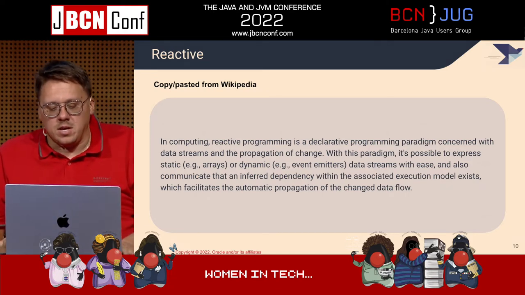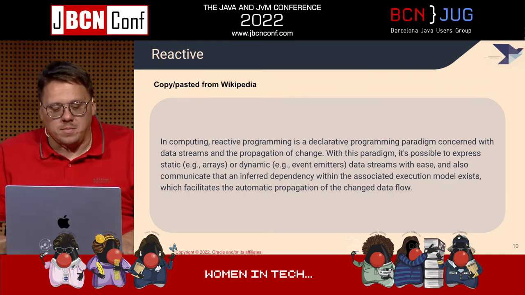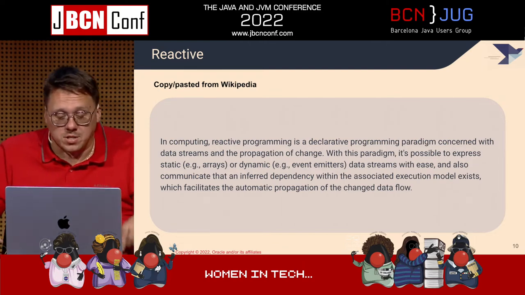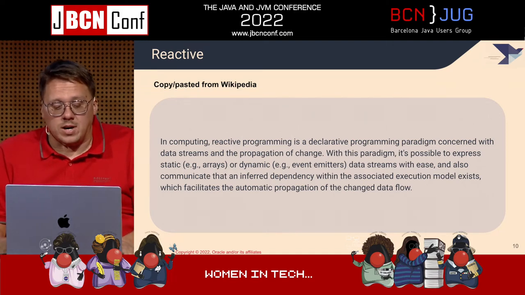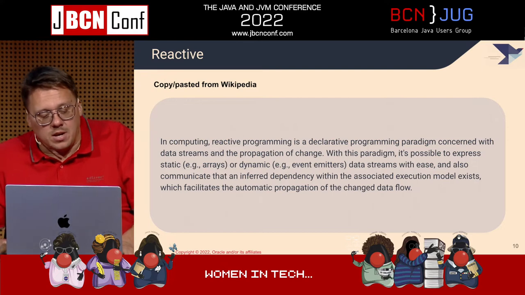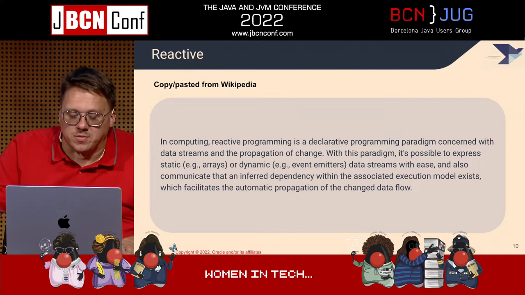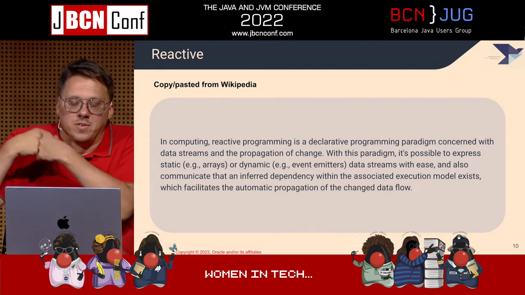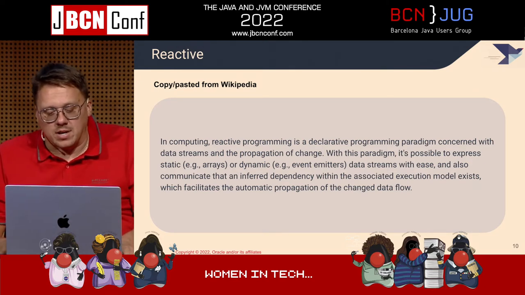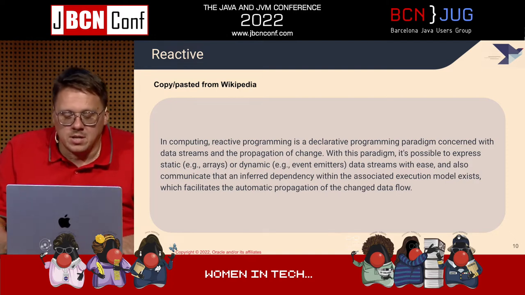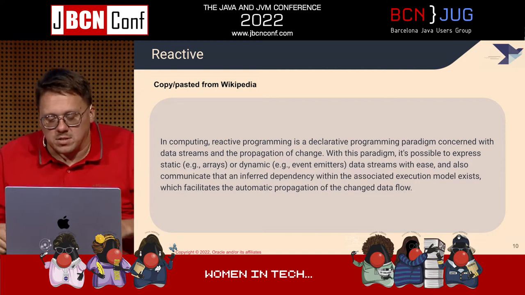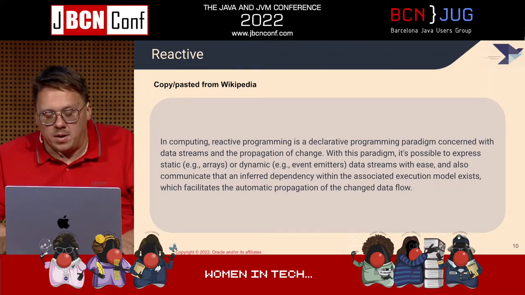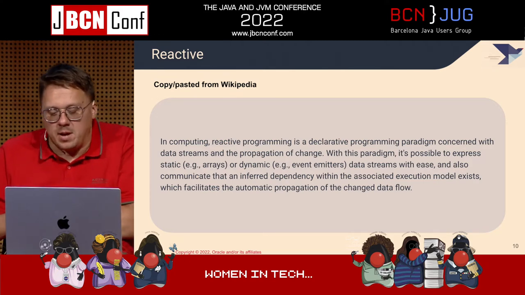To continue the evolution of the way we think and the way we do our job effectively, reactive programming was born. I just copy-pasted this from Wikipedia. It's considered a reactive paradigm with propagation of streams and propagation of changes. That means we start thinking of data as a data stream, like a stream of events, where something is changing, something is happening. We started thinking not in static ways like arrays, but in events, event emitters and data streams, which can communicate with each other to create a normal flow of changes.